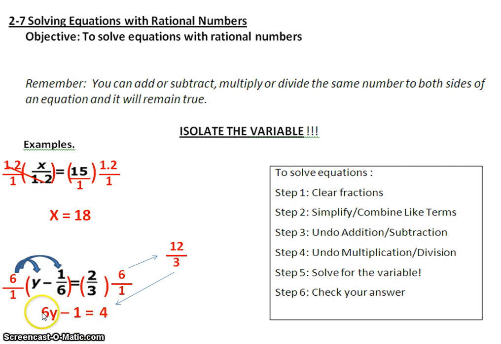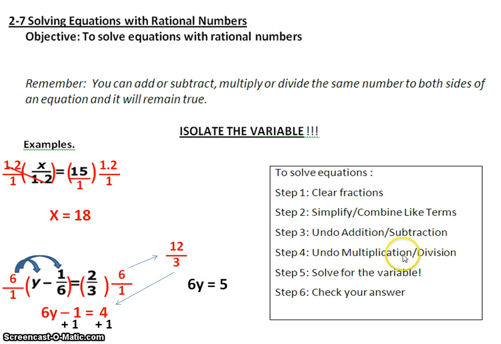Y is being multiplied by 6, and 1 is being subtracted from it. So we are going to undo addition and subtraction before we undo the multiplication and division. So, how do I undo subtracting 1? I add 1, as long as I do it to the other side. This minus 1 and plus 1 will cancel out, so the left-hand side will end up to be 6y equals, the right-hand side will simplify to 4 plus 1, which is 5. So I have 6y equals 5.